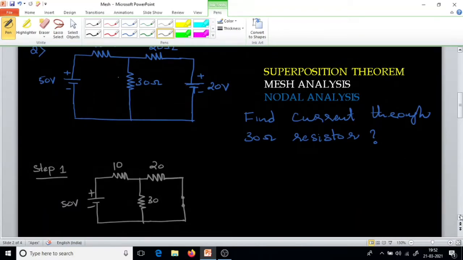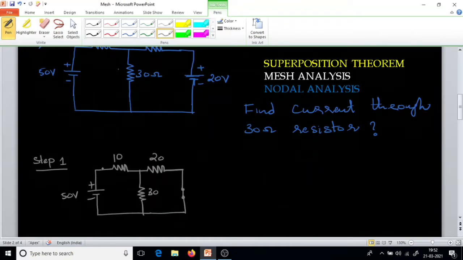Now we have to find the total current I flowing through this circuit. How do you find total I? We have to find the equivalent resistance. This entire circuit can be replaced by a voltage source, that is our 50 volt voltage source, with an equivalent resistor. This is the total resistance of this network, RT. Now RT we have to find.